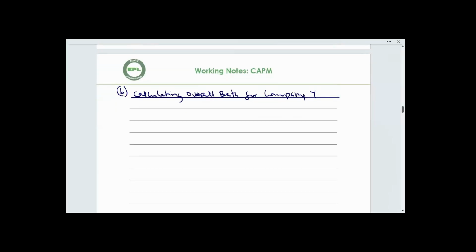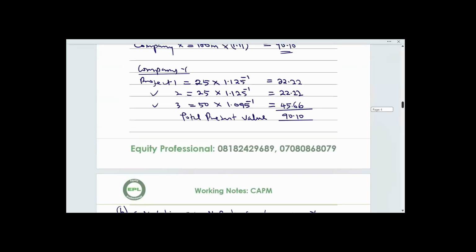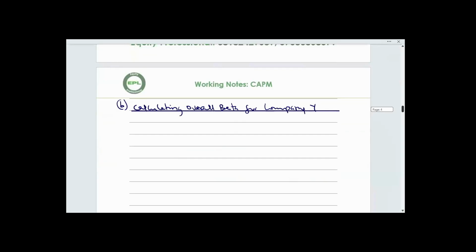So to do this, first thing first, you already know the market value for company Y. We calculated the market value to be 90.10, right? Then the next thing you need to do is to calculate the total weight of the portfolio. So to do this, I will just come here, projects.